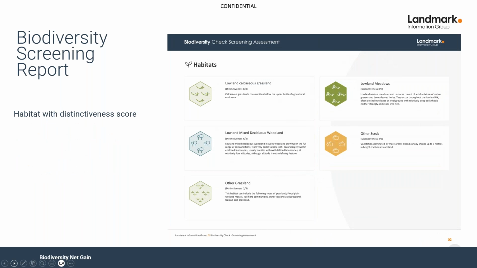And drilling into a little more detail around the habitat, each of these will provide a description of the habitat and also a distinctiveness score attributed to each habitat.